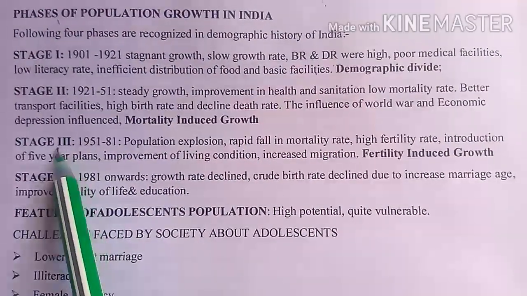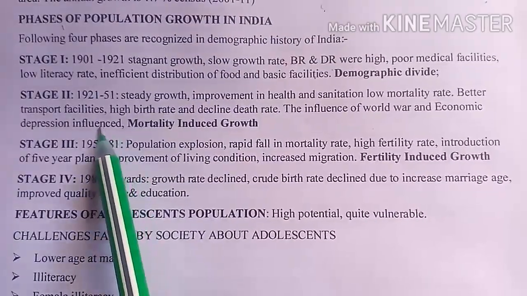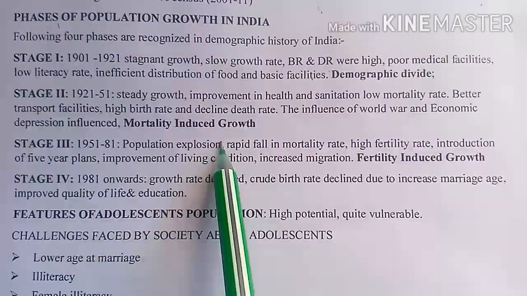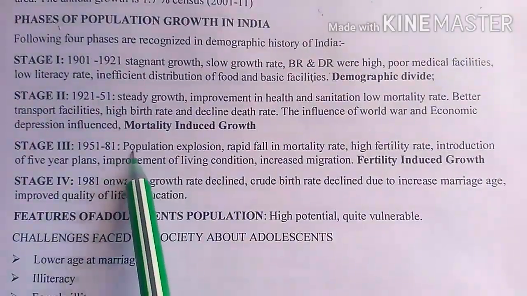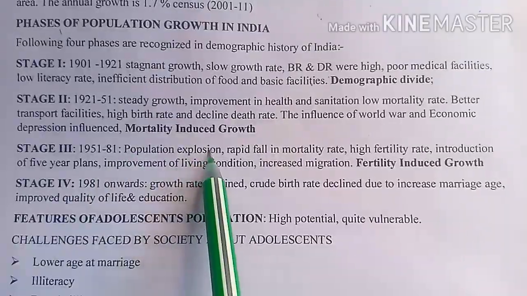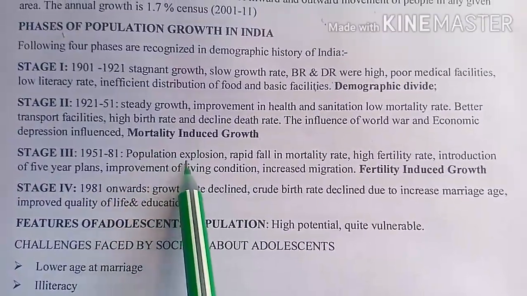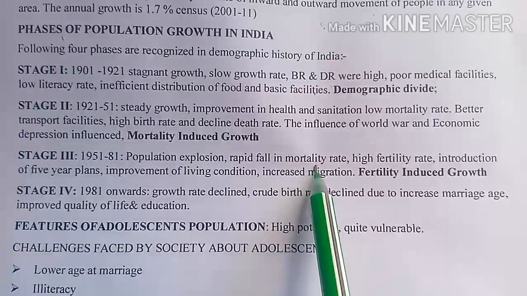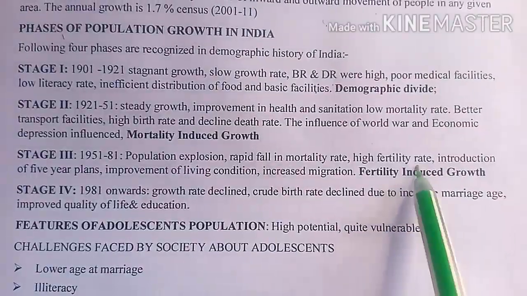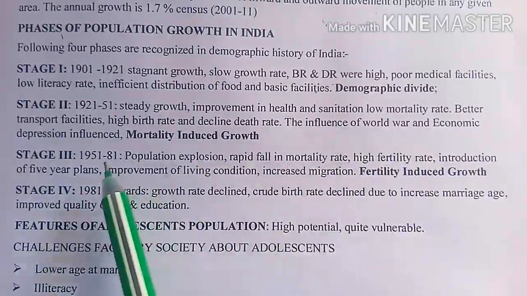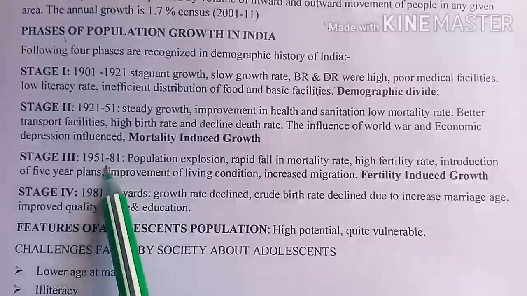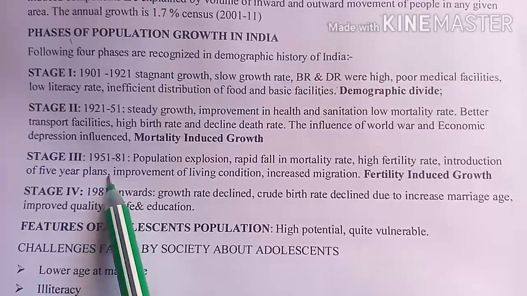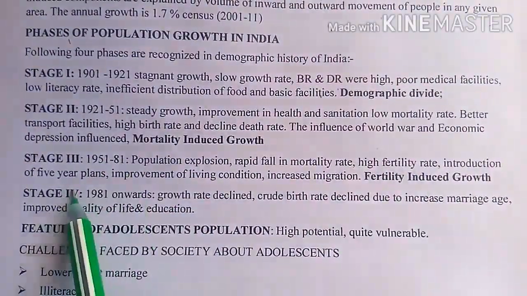On the third stage, the period recorded is 1951 to 1981, the population explosion period. This period is called the population explosion period. During this period, population increased rapidly. There was a rapid fall in mortality rate, and due to this, a high fertility rate. Fertility rate was very high during this period. Mortality rate rapidly fell down, and the 5 year plans were introduced.